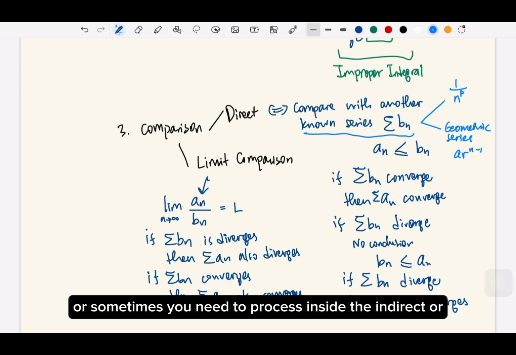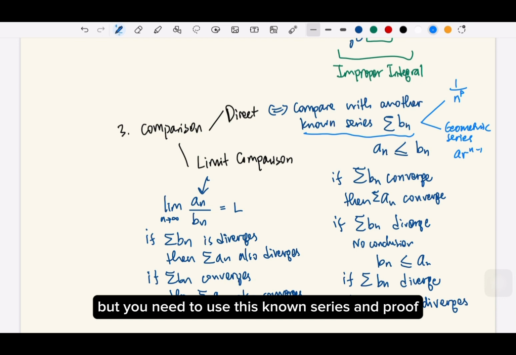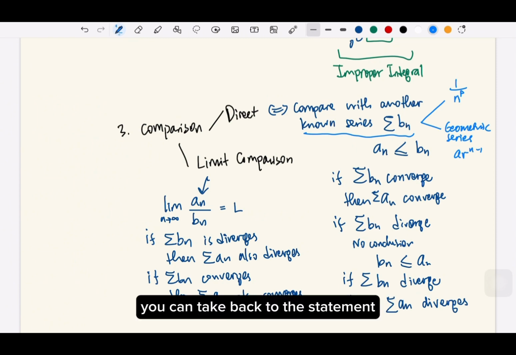Or sometimes you need to process inside the direct or indirect comparison test. For example, you know some series, but you need to use this known series and prove first whether it's converged or diverged with another method. And after you get converged or diverged, you can take back to the statement. Make sure either this case or this case, and then make sure all confirm.